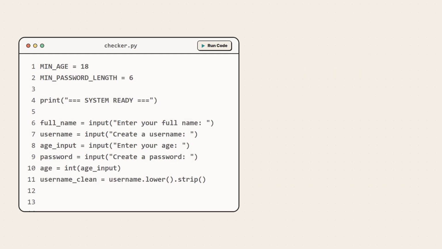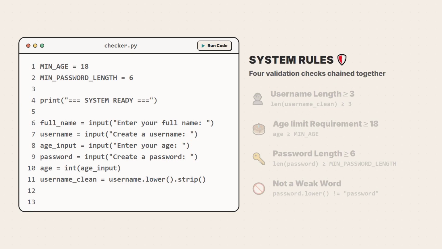Now, let's write our check rules. The purpose here is to make sure the user is old enough, has a username with at least 3 letters, has a password that meets our minimum length, and isn't using a weak word like password. We will combine all checks into one line using comparison operators and the AND operator.